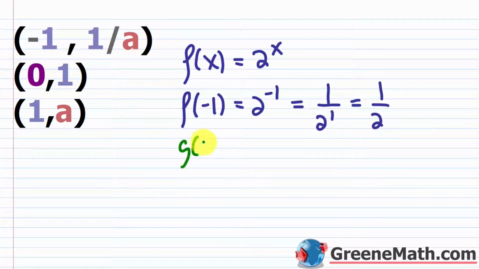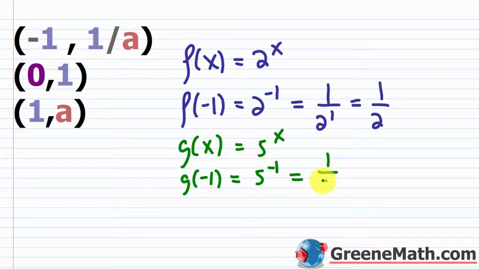If I had something like g(x) = 5^x, well, if I had g(-1), this is 5^(-1). This is just 1 over 5^1, which is just 1/5. So it's always going to be 1 over whatever the base is. In this case, it's 5, so we get 1/5. In this case, it was 2, so we got 1/2. All right, so we understand that one.